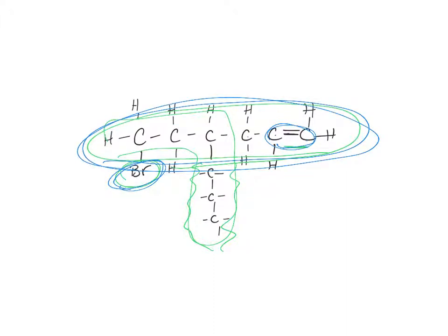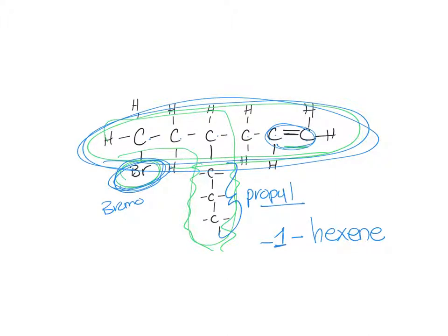So 1, 2, 3, 4, 5, 6, 6 long, so that is hexene. It's at the first carbon, so that would be number 1. This group here is called bromo. This group here that's attached is called propyl. So this is a propyl.